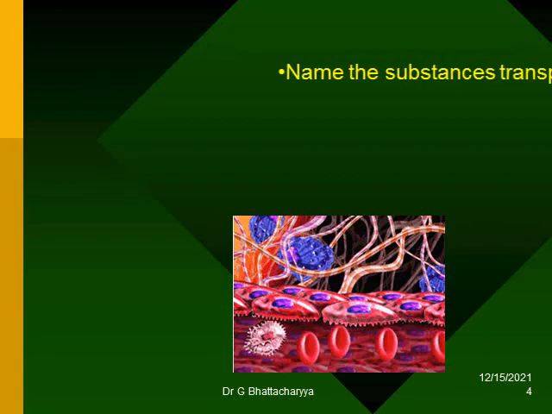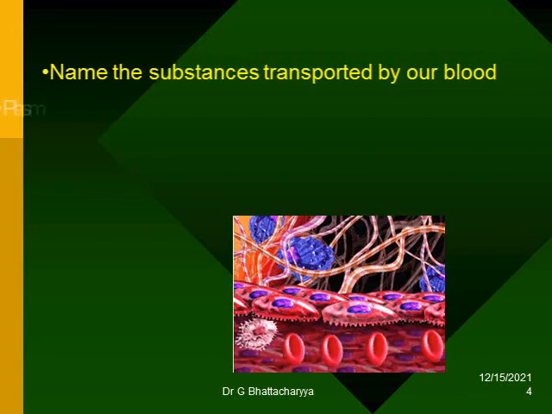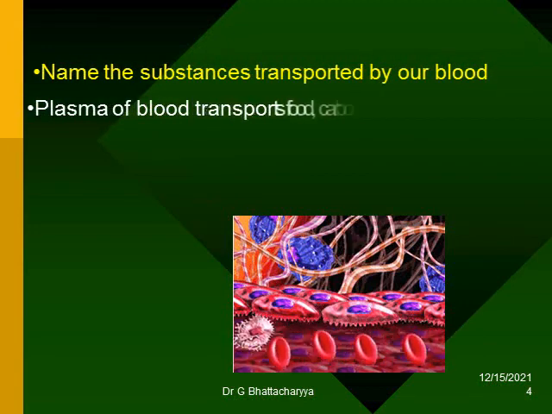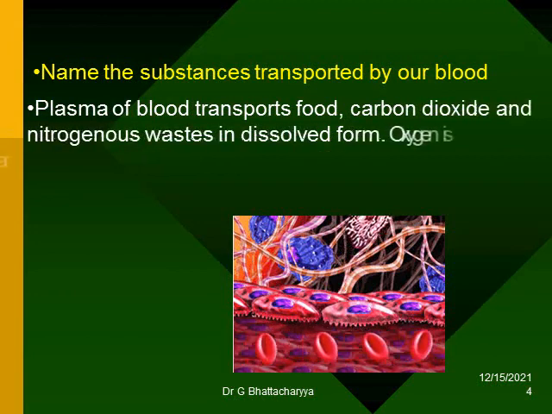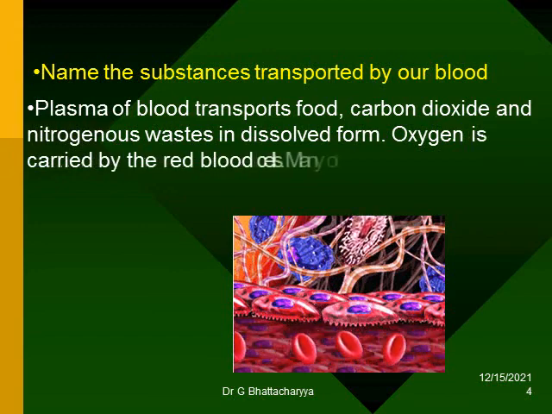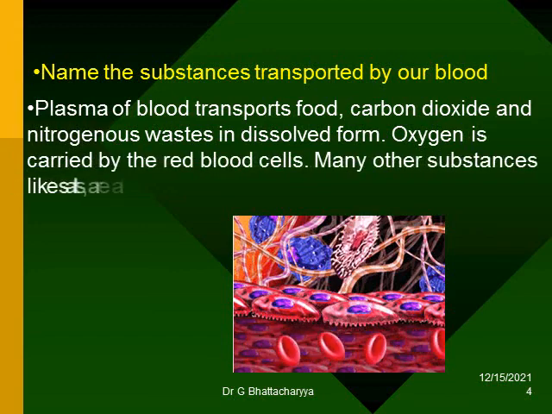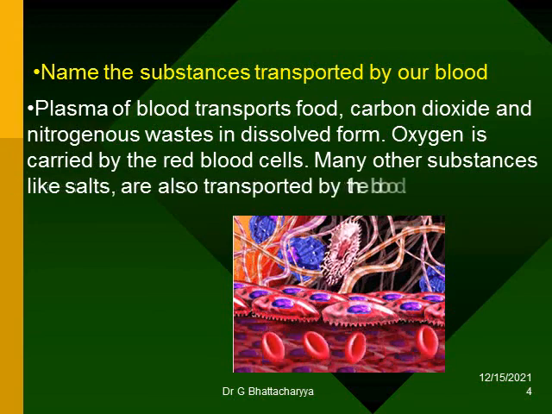Name the substances transported by our blood. Plasma of blood transports food, carbon dioxide and nitrogenous waste in dissolved form. Oxygen is carried by the red blood cells. Many other substances like salts are also transported by the blood.